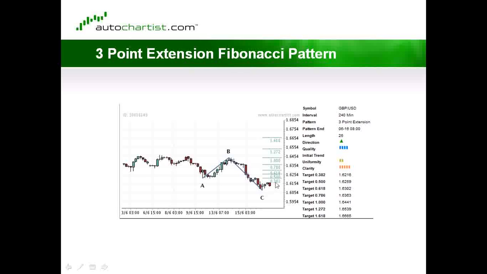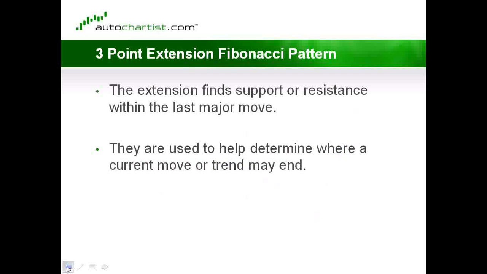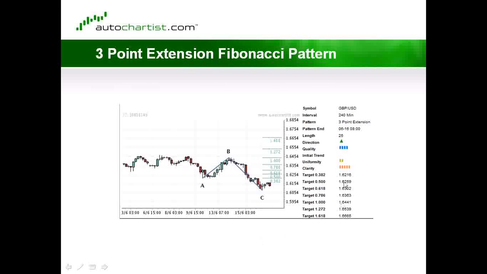And in this case, it's predicting that based on B to C, this could rally to the 50% level, which is 1.6259 in this example, or it could go to 61.8% or even higher. If it retraced the entire leg, it would go to this 100% level, which is 1.6441. So that's how the Fibonacci extension pattern works. The pattern extends down, and then you have this counter trend move.